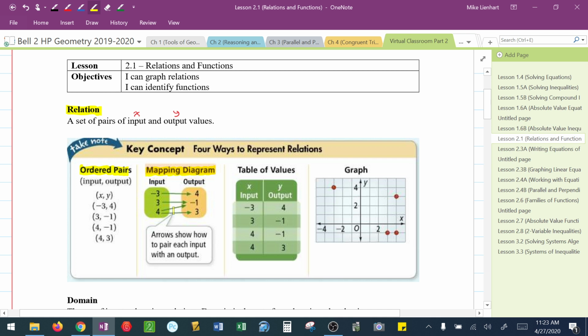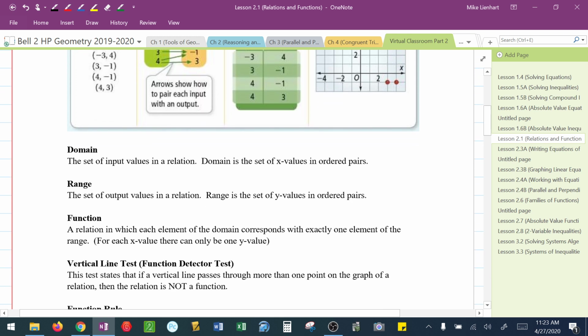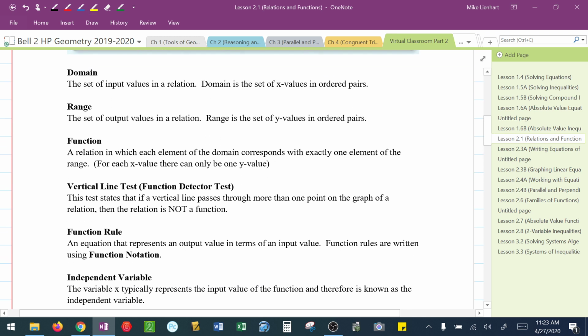Another way to do it, some of you guys probably remember doing these before. It's called a T-chart, or just simply a table of values. Again, we have our inputs and outputs. And the fourth way that we could do this is graphically. We could represent each one of these ordered pairs, each one of these mappings, each one of these tables of values as a particular location on a coordinate plane. Now, we have a bunch of other terminology that you guys need to know.